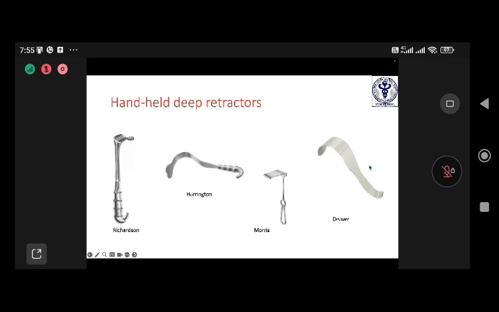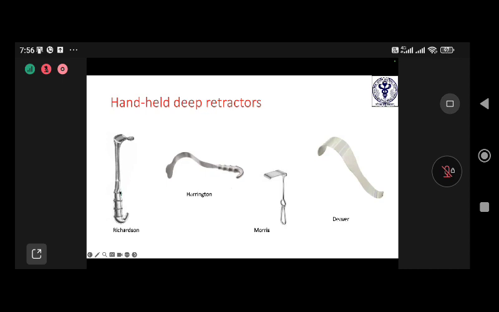These are some of the examples. Deaver you will have. Also, the larger version of Langenbeck, which is essentially the Morris retractor, can have variation because of the length and width of the jaw. Then you have Harrington, which is used for retraction of any abdominal organ or the pelvic cavity. For example, if you are going to retract liver, uterus, or bladder, it can be used for that.